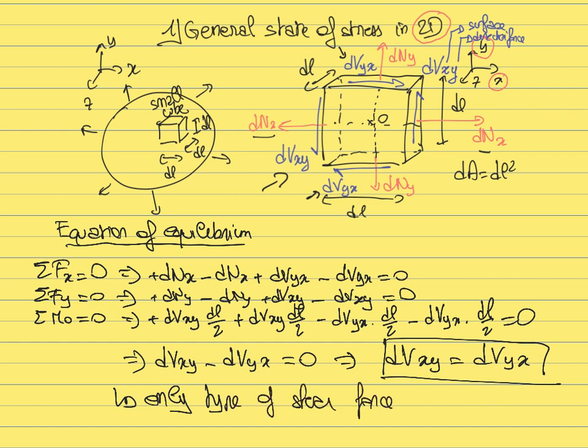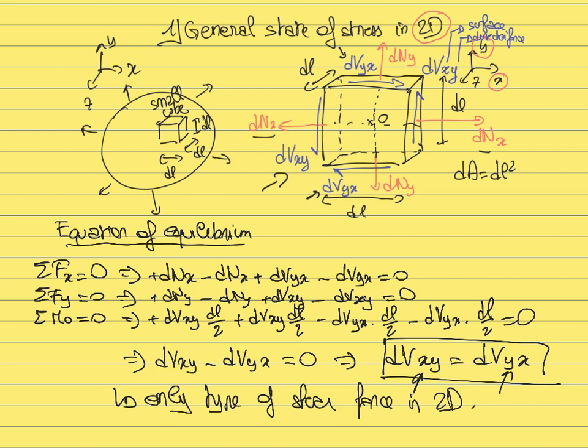Why? Because again, the shear force that is applied on the x surface along the y direction has to be equal to the shear force that is applied on the y surface along the x direction. This is a condition that has to be true for this body to be at equilibrium. So since there is only one type of shear force in 2 dimensions, then there also has to be only one type of shear stress.